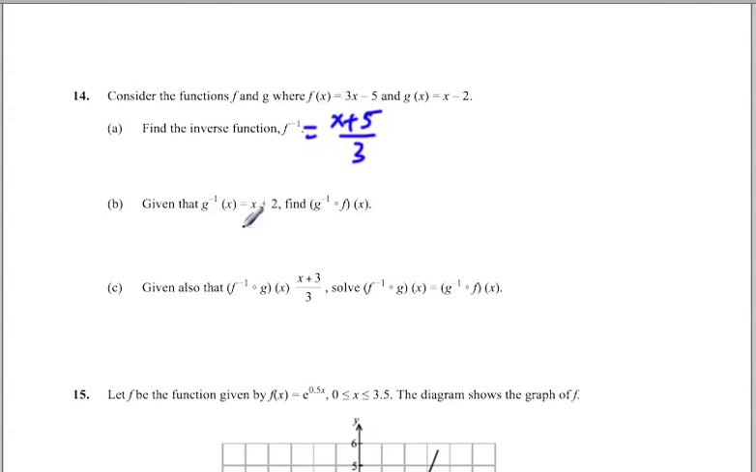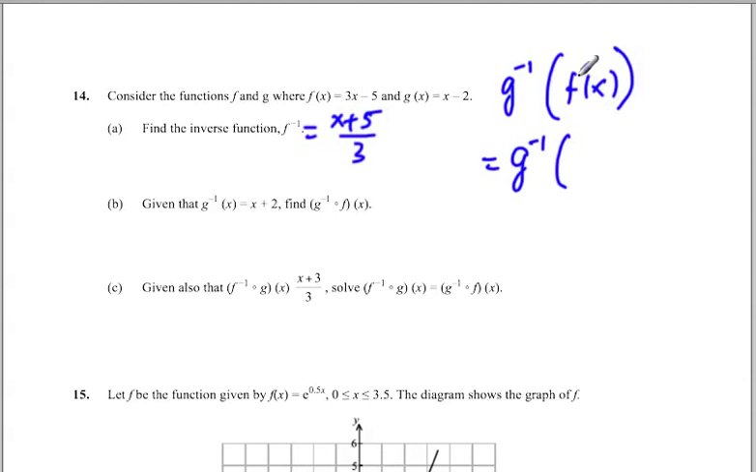Okay, given that g inverse of x is x plus 2. So in other words, they've just done it for us. Find g inverse of f of x. So g inverse of f of x, and f of x is 3x minus 5.